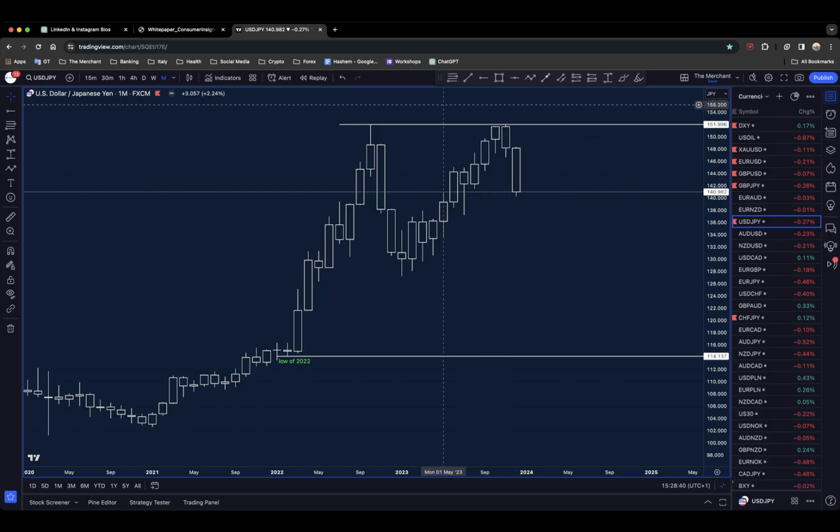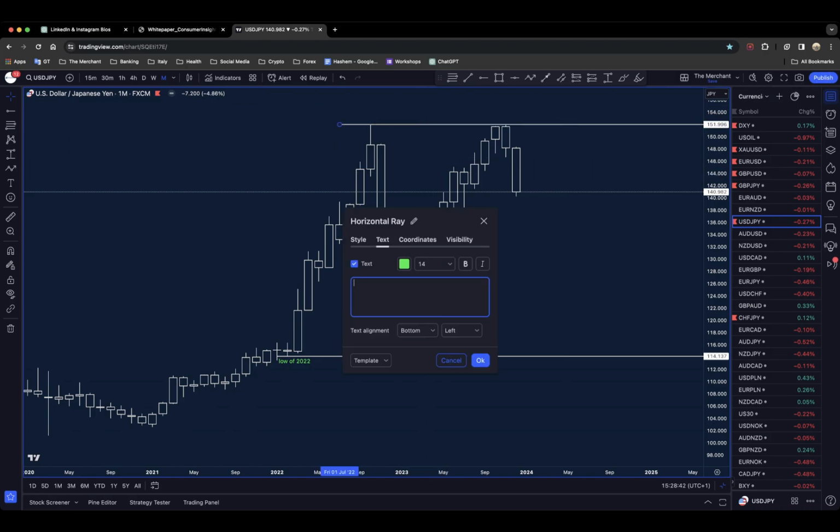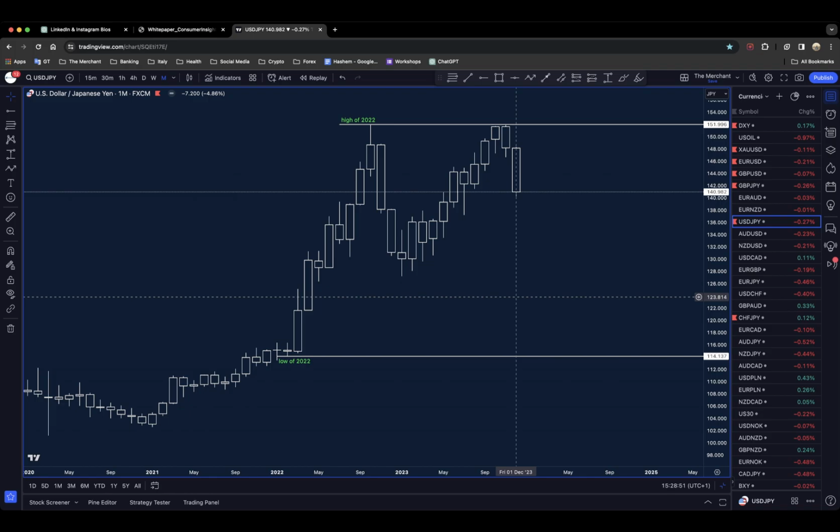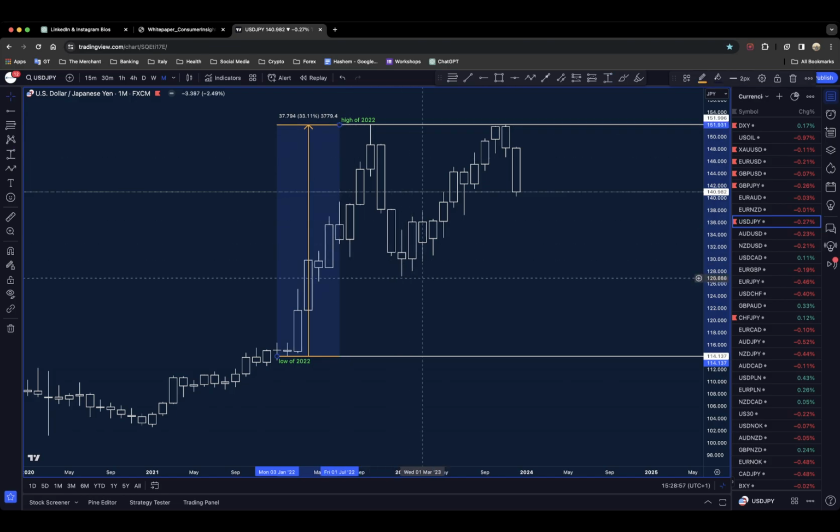Okay, so here we have the high of 2022. Let's check the price range. Here we talk about around 33% price movement. We talk about 3,779 pips, let's say 3,800 pips.